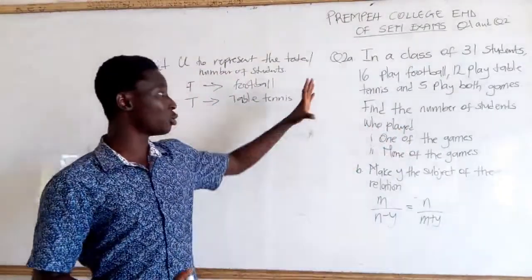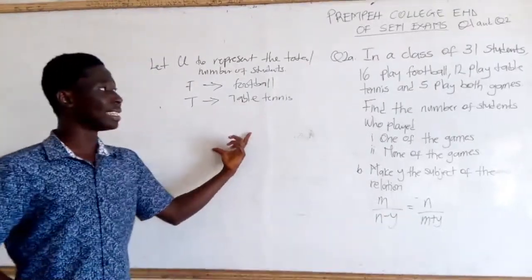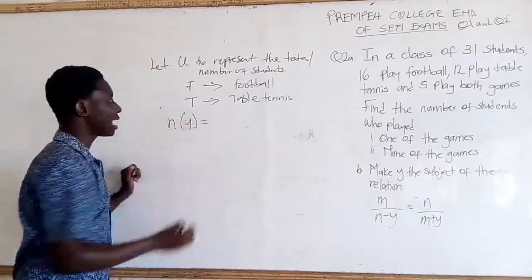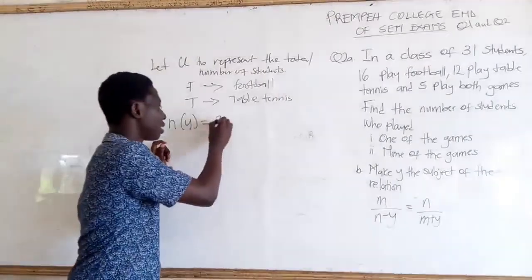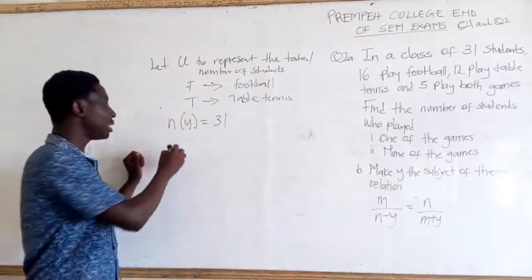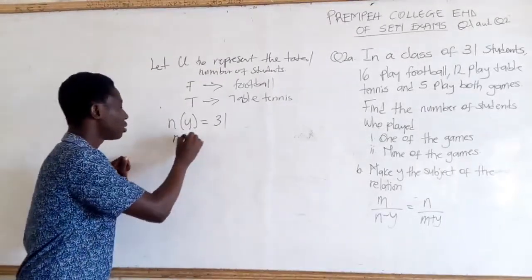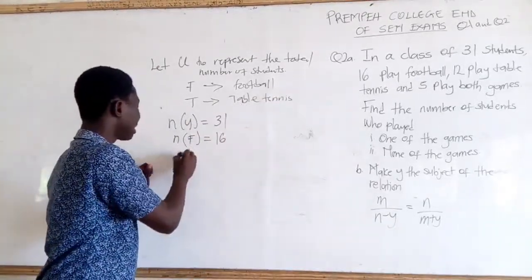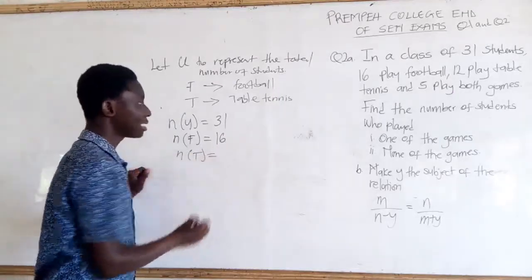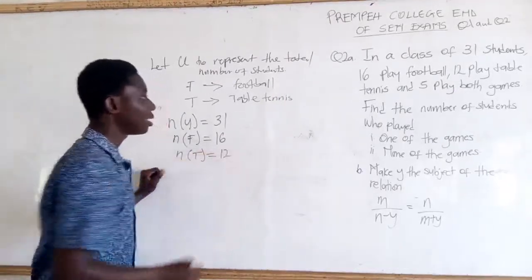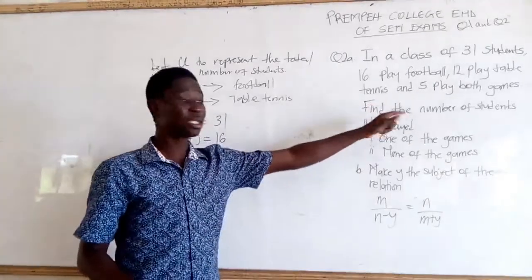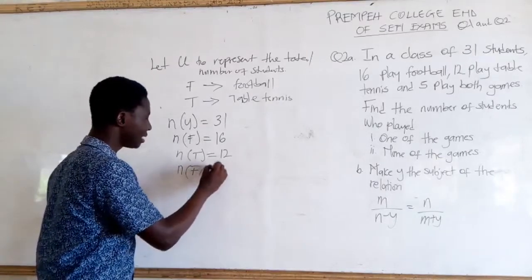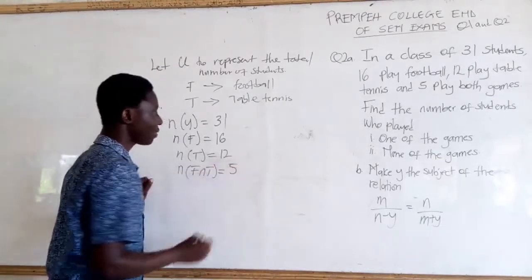Okay, now we are going to write this in a mathematical way. The number of students in the class will be equal to 31. The number of students who played football is going to be 16. The number of students that played table tennis is going to be 12. And those that played both games, that is F intersection T, is going to give us 5.